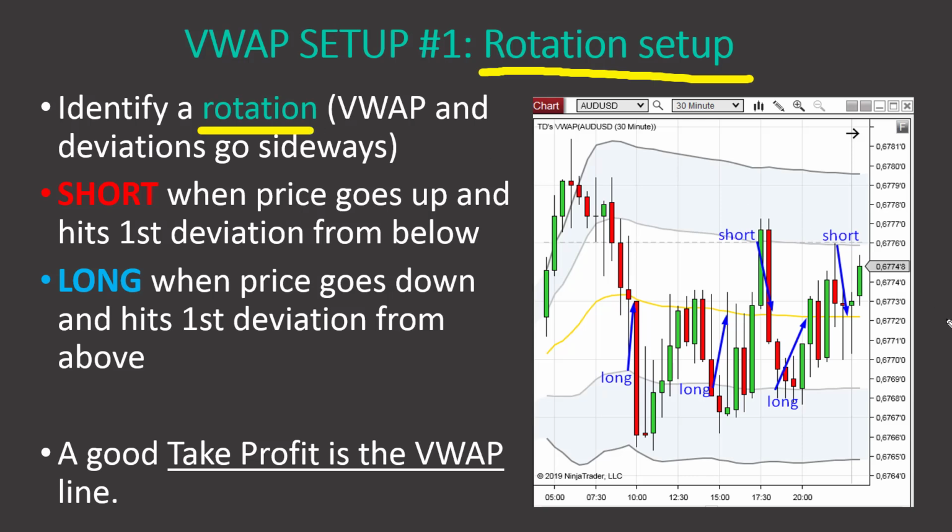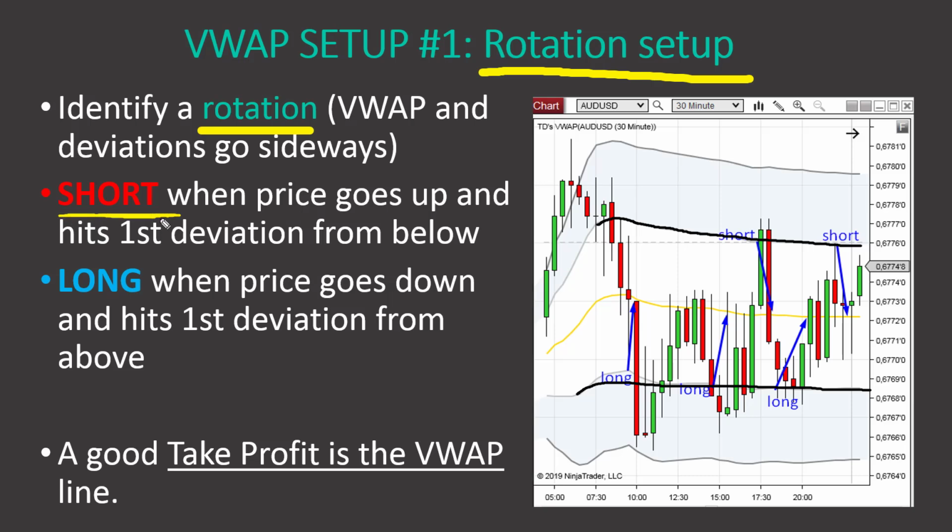As I said, you do that by looking at the first deviations. So you want to see deviations going sideways, first deviation. So this gray line, this is a first deviation, moves sideways. This one too. So this is a rotation, right? We identified a rotation. Now it gets real simple.